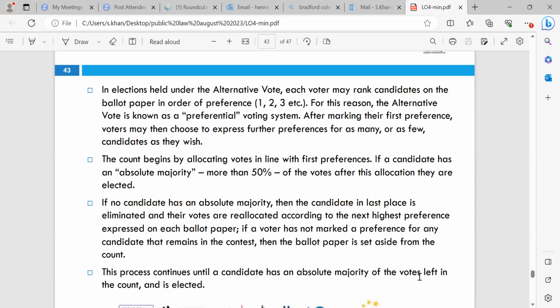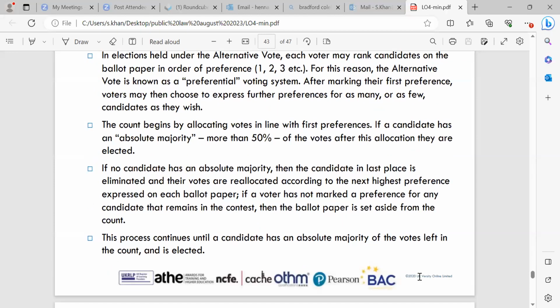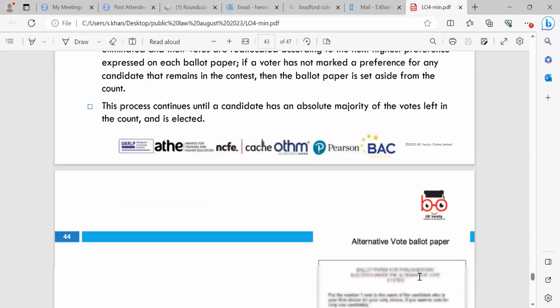If a candidate has an absolute majority, more than 50% of the votes after the allocation, they are elected. If no candidate has an absolute majority, then the candidate in last place is eliminated and their votes are allocated according to the next highest preference expressed on each ballot paper. If a voter has not marked a preference for any candidate that remains in the contest, then the ballot paper is set aside from the count. The process continues until a candidate has an absolute majority of votes left in the count and is elected.